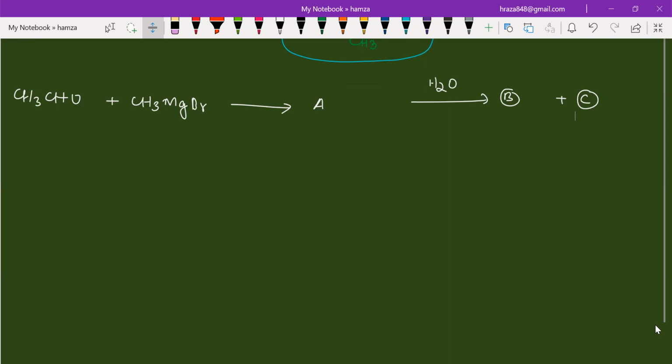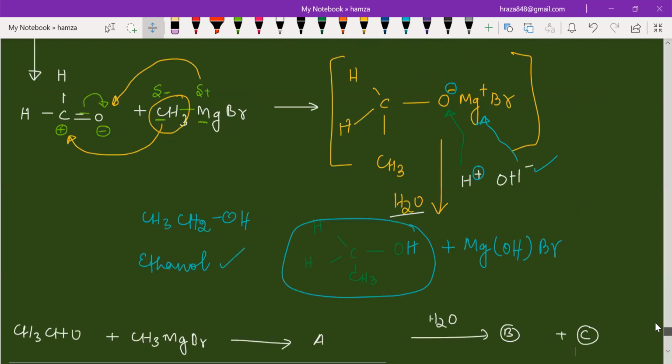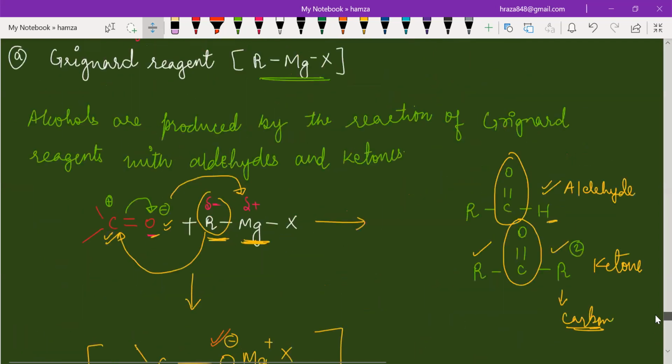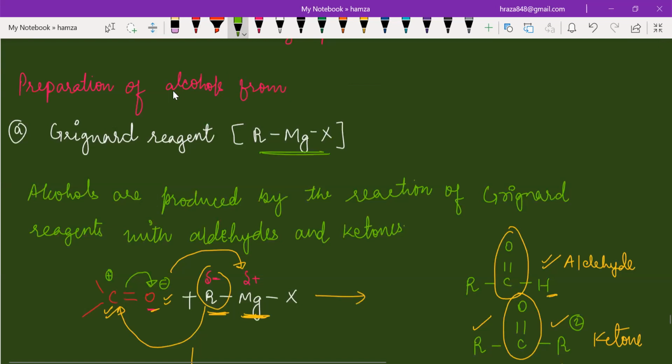So Nafisa, we are doing the preparation of alcohol from Grignard reagent. I will explain soon again. So Nafisa, look at the first here. Preparation of alcohols from Grignard reagent. So as you know about Grignard reagent from the previous chapter, that is RMgX, right?